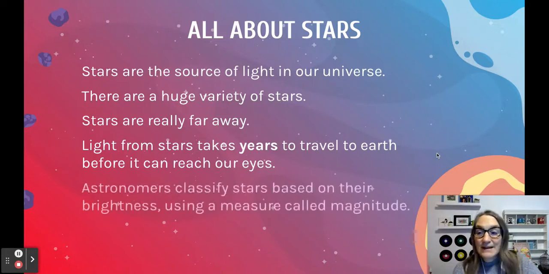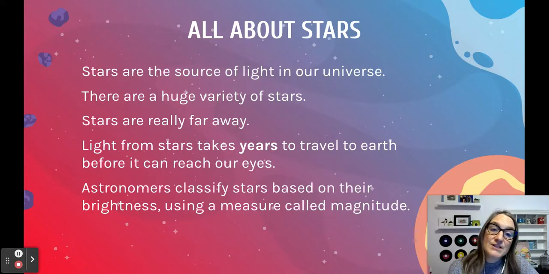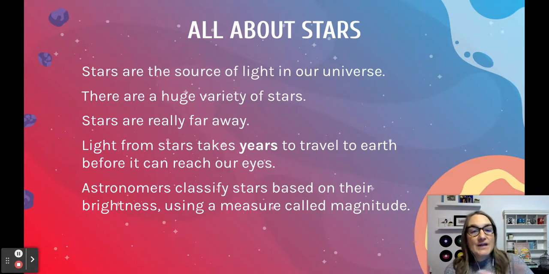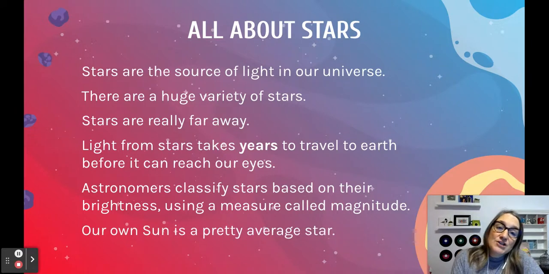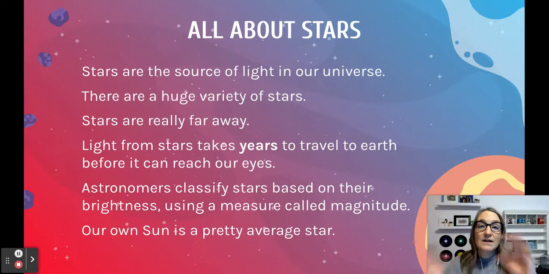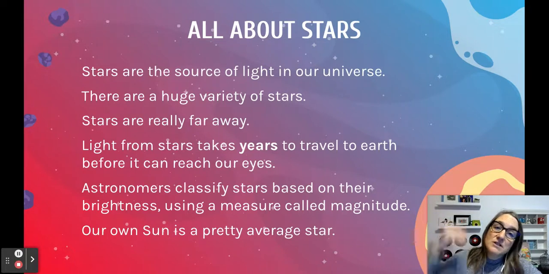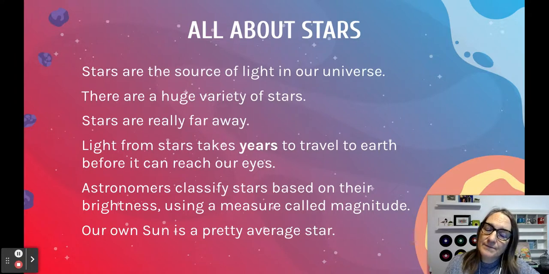Now, scientists or astronomers, when we're talking about scientists who study space, describe stars according to their brightness using a scale which they call magnitude. And our sun's a pretty average star. It's a medium-sized star in our galaxy, which is kind of like our neighborhood in space. And it's kind of on the outskirts of the galaxy, not near the center, which is actually a really good thing for life. But it's not the brightest star.